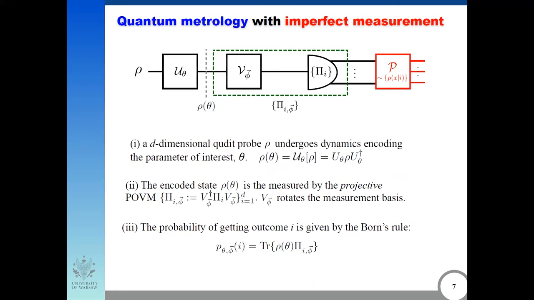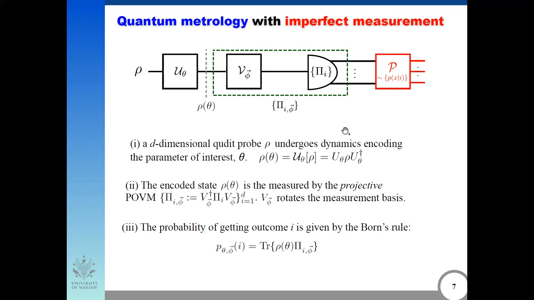In particular, let's first focus on projective measurements, labeled by Pi_i. Moreover, we are allowed to choose the basis of these projective measurements. So we will be able to do a rotation V_phi, specifying the parameters for the unitary, for example.